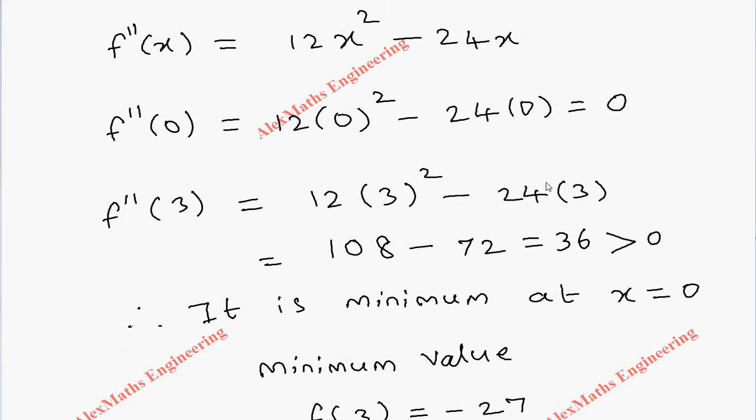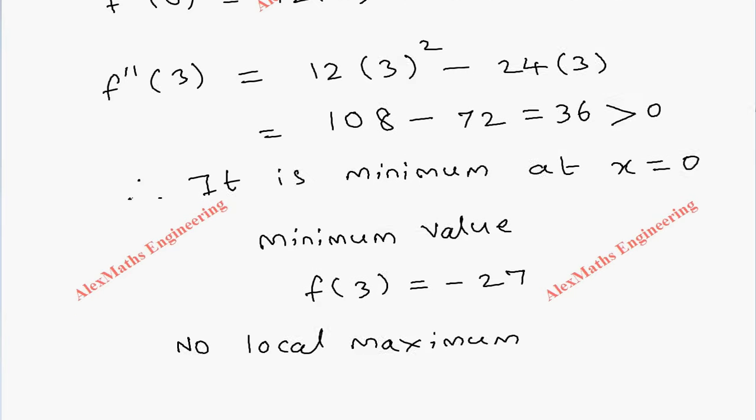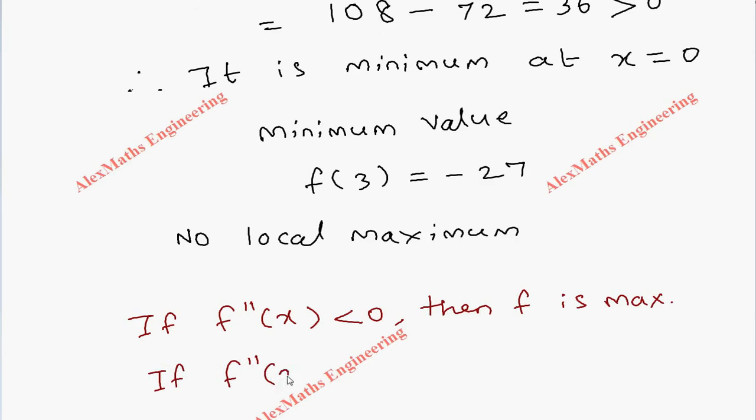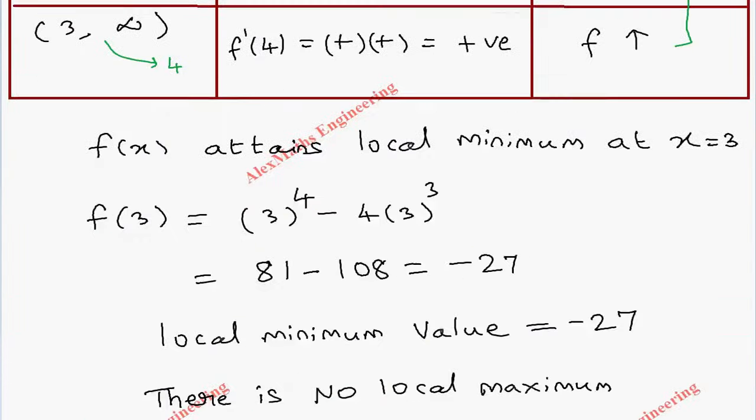Since the second derivative at the point 0 has the value 0, there is no local maximum. So in the second derivative test, the condition which we use is: if f double dash of x is less than 0, then f is maximum. If f double dash of x is greater than 0, then f is minimum. So for the given f of x, we found its local minimum using both first derivative and second derivative test.